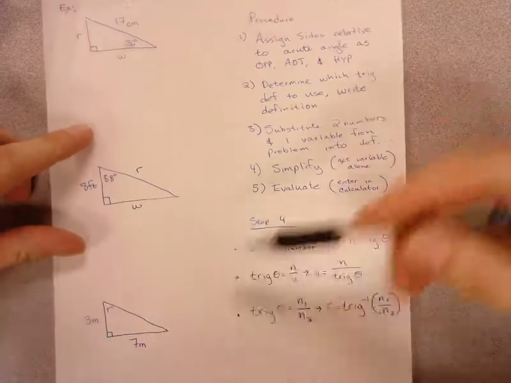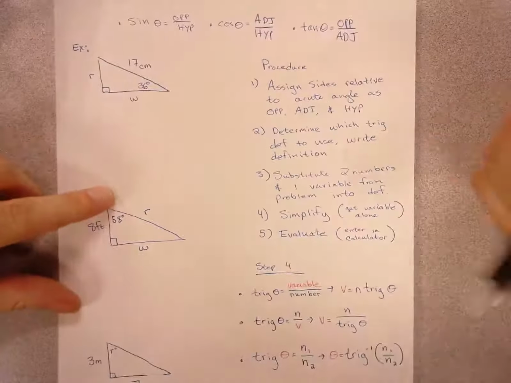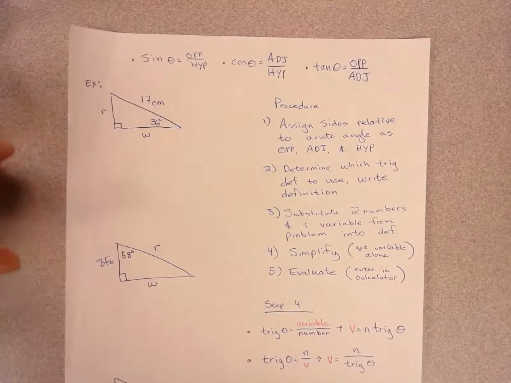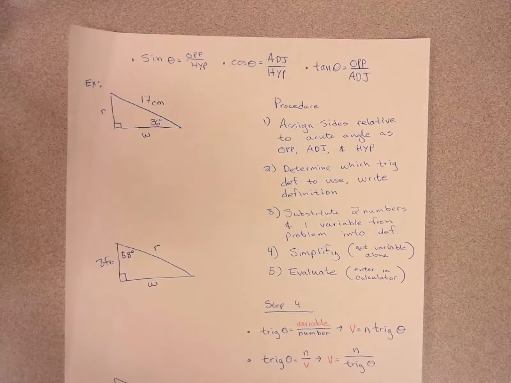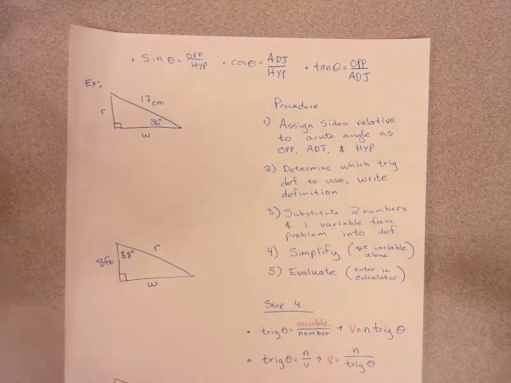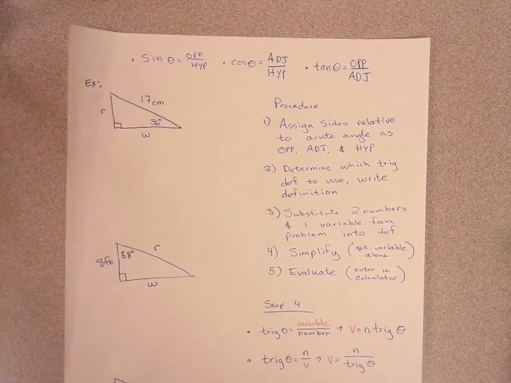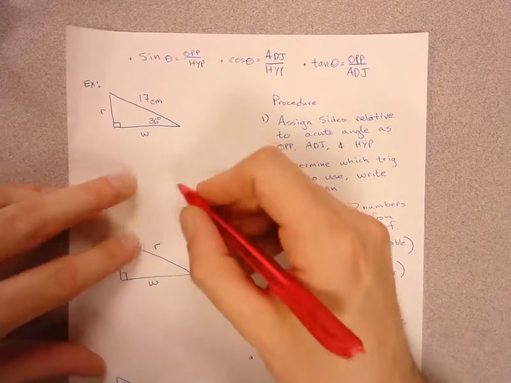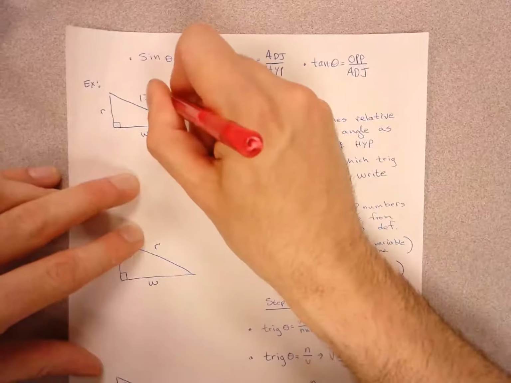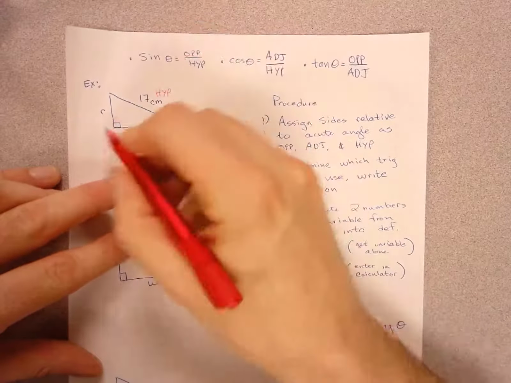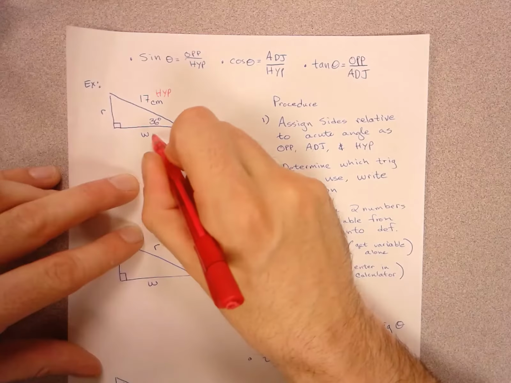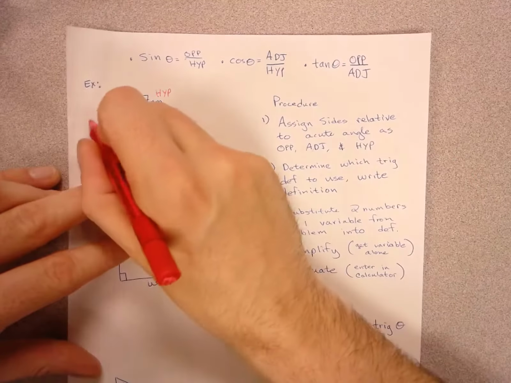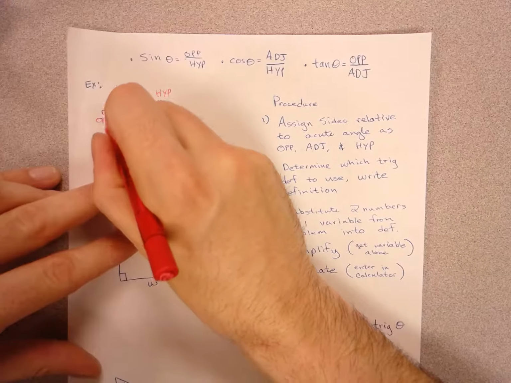I will work these three examples out. So the first step is to assign sides relative to the acute angle you're going to use as opposite, adjacent, and hypotenuse. So I am going to use acute angle 36 degrees. That's going to make 17 the hypotenuse, which is across from the right angle. W here will be adjacent, because it is right next to 36 degrees, and R will be opposite.